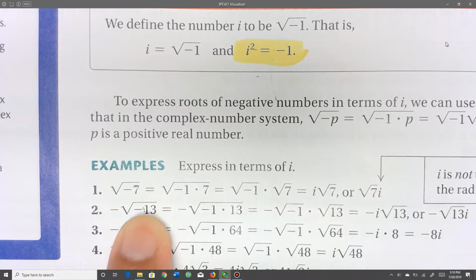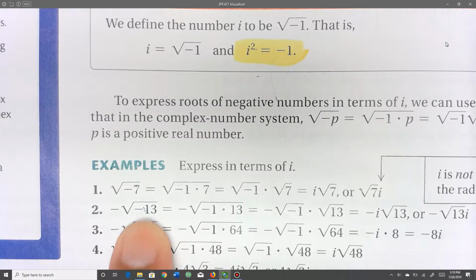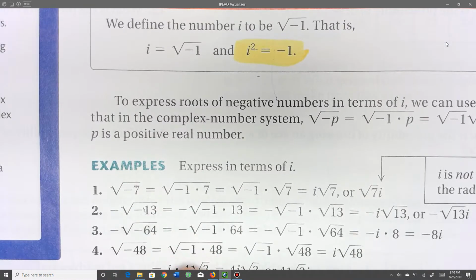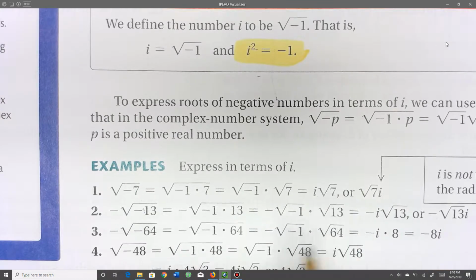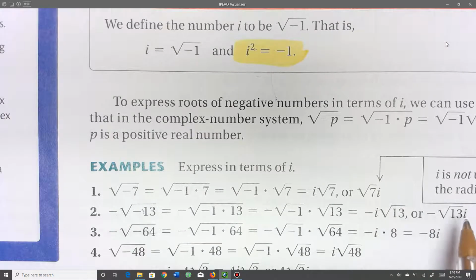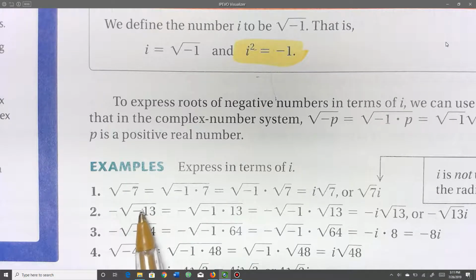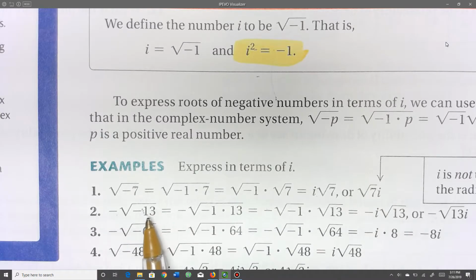For this kind of value, negative square root of negative 13, just get the square root of negative 13 first, and then add the negative sign at the end. Don't forget to add this sign at the end, because you didn't do anything with it. Again, I squared means negative 1. So factor out a negative 1 from that negative 13, write it as I squared, and then move it outside.